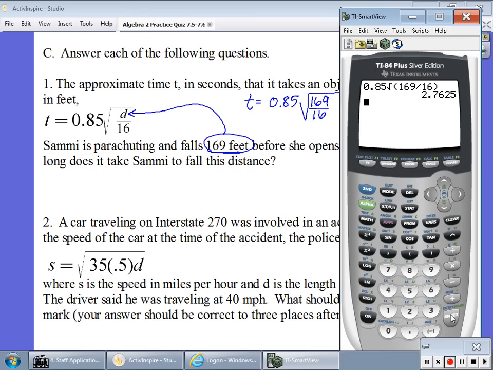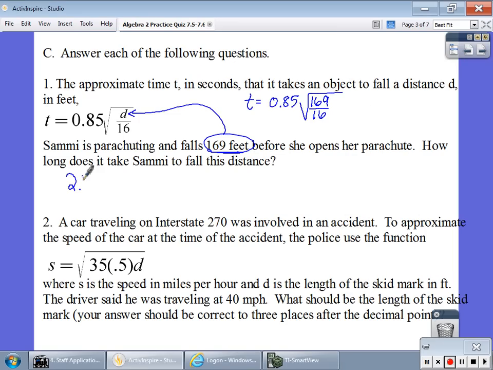So we hit enter, and it gives us a number there. Now it says, how long does it take Sammy to fall this distance? And so this is in the units that it tells you time is, that's in seconds. So it's 2.7625. And again, time is in seconds, so this is in seconds.